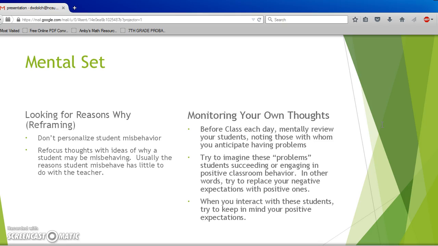And monitor your own thoughts before class each day. Make a mental review. Try to imagine these problem students succeeding or engaging in positive classroom behavior. In other words, try to replace your negative expectations with positive ones. And when you interact with these students, try to keep in mind your positive expectations.